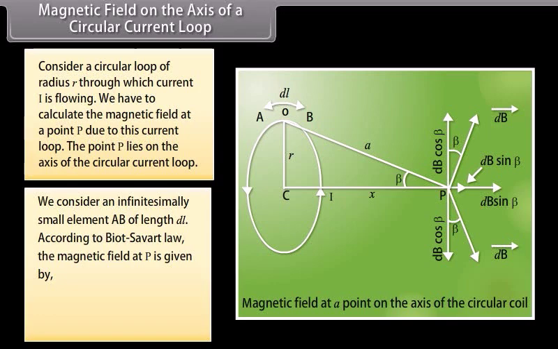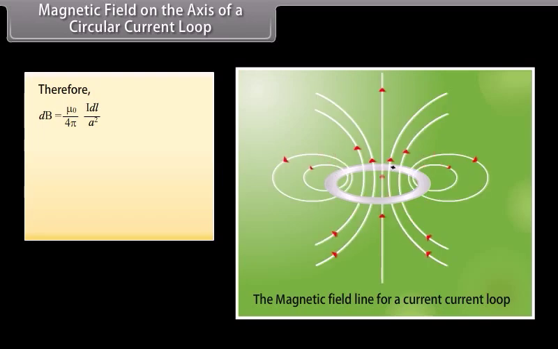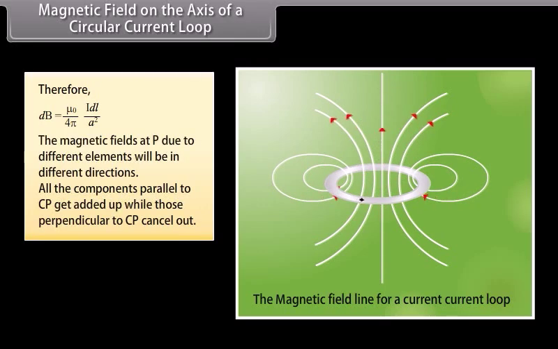According to Biot-Savart Law, the magnetic field at P is given by mu naught upon 4 pi multiplied by I dl sine theta divided by a square. Here, theta is equal to 90 degrees and sine theta is equal to 1. Therefore, the magnetic field at P is given by mu naught upon 4 pi multiplied by I dl divided by a square. The magnetic fields at P due to different elements will be in different directions.